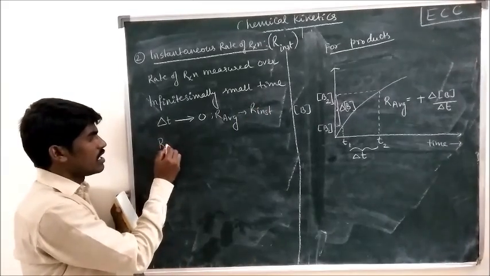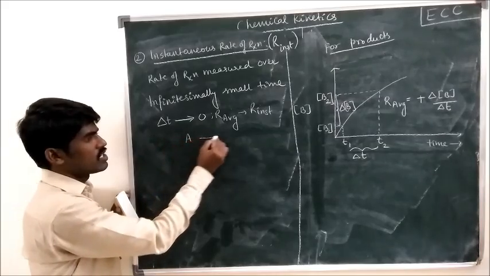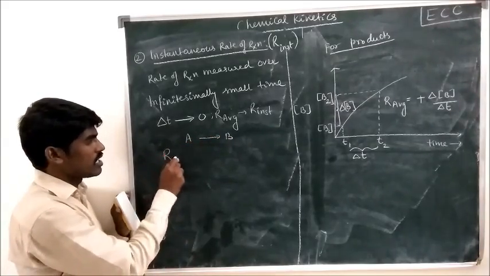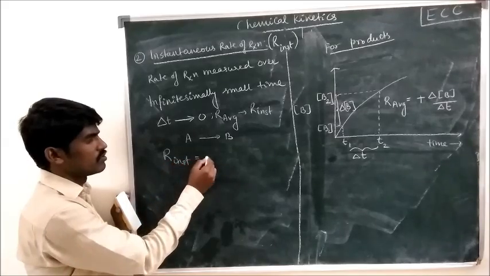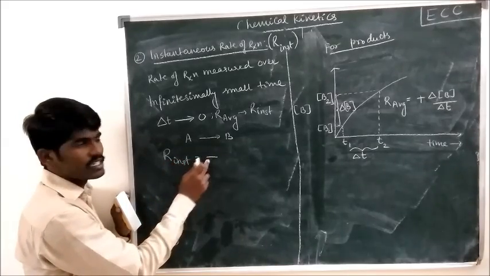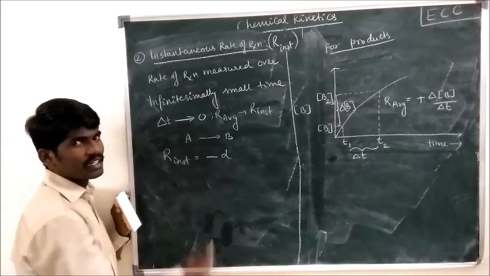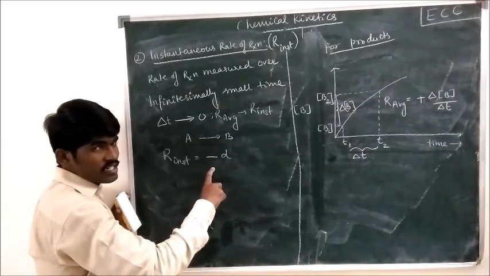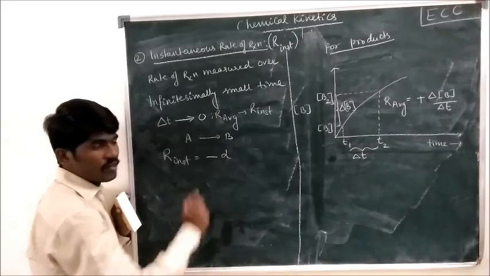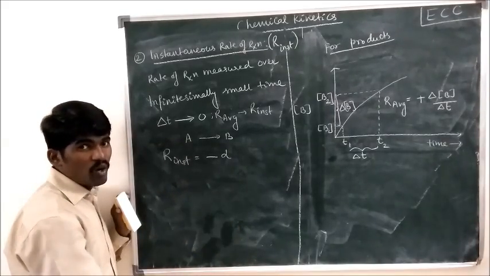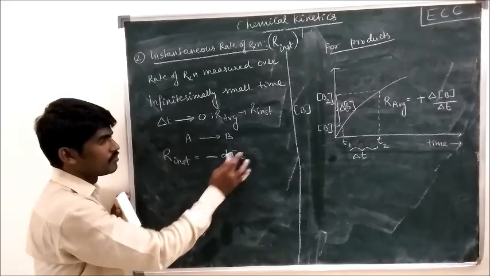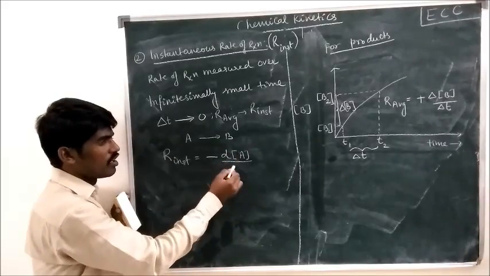So for R instantaneous, I am taking a reaction, A giving rise to B. R instantaneous is equal to decrease in concentration of reactants, but here what will you represent? D you will represent. Whenever change is large, we represent delta. Whenever change is small, we represent D. So, D of A upon dt.